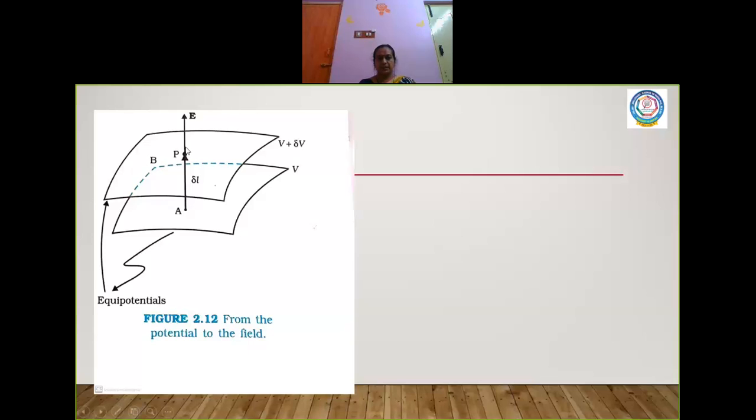Now this point P is at a distance of dou L, a very small distance from the surface A. Again I repeat, the point P is on the surface B, which is at a distance of dou L from the surface A. Now electric field is radially outward. Look at this direction of electric field, it is outward here. The potential as far as surface A is concerned is V. At this surface it is V plus del V.